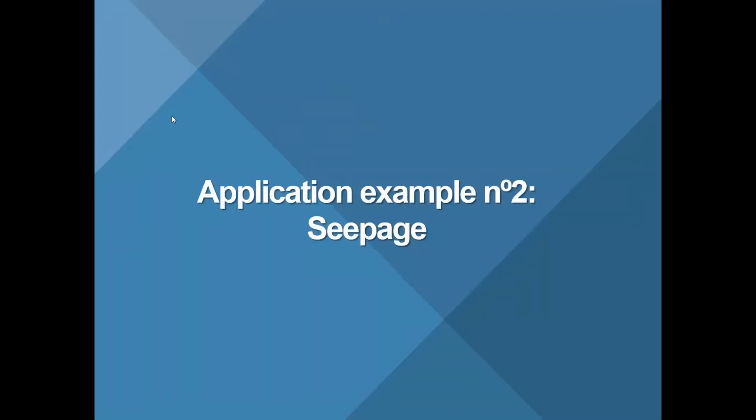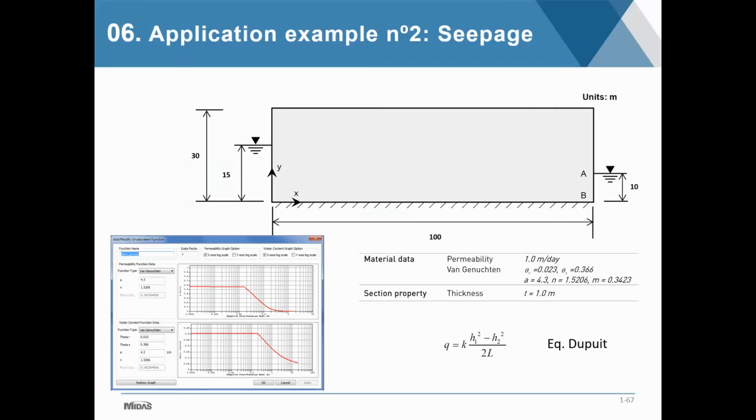So lastly, we'll look at an example for seepage. We had originally thought about doing a dam example, but we thought it would be easier just to use a very common textbook problem, as you could call it. It's actually one of the verification models that Midas has. And so this is just basically a permeable rectangle. We have a water head of 15 meters on the left and a water head of 10 meters on the right, and we know the dimensions.